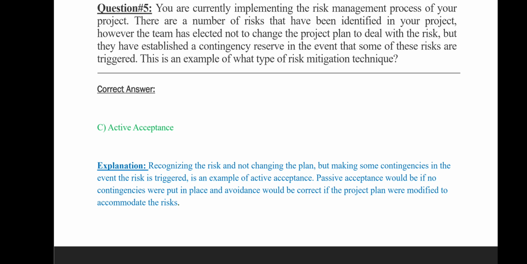Question number 5, the best option is active acceptance, because recognizing the risk and not changing the plan but making some contingencies in the event the risk is triggered is an example of active acceptance, because you have accepted this. Therefore, you have prepared the contingency plan for this. Passive acceptance would be if no contingencies were put in place, and avoidance would be correct if the project plan were modified to accommodate the risk. And avoidance means if you can make any change in the plan for such a risk, then this technique is called avoidance.